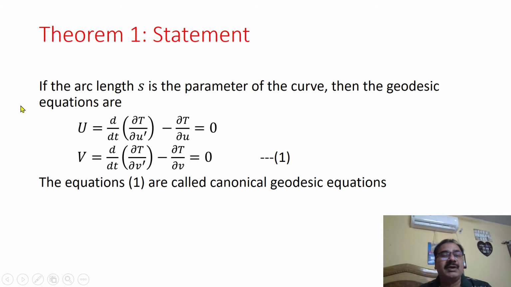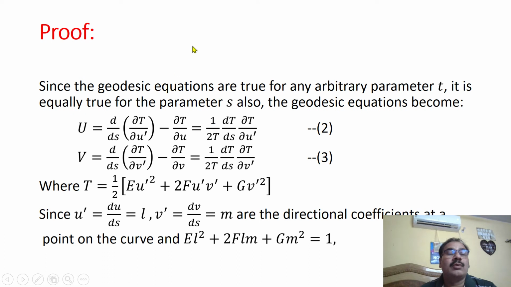What is the statement of the theorem? If the arc length small s is the parameter of the curve, then the geodesic equations are capital U is equal to d by dt of del T by del u dash minus del T by del u is equal to 0, and capital V is equal to d by dt of del T by del v dash minus del T by del v is equal to 0. Let us suppose this is equation number 1. Equation 1 is called the canonical geodesic equation. Now, let us look at the proof of this canonical geodesic equation.